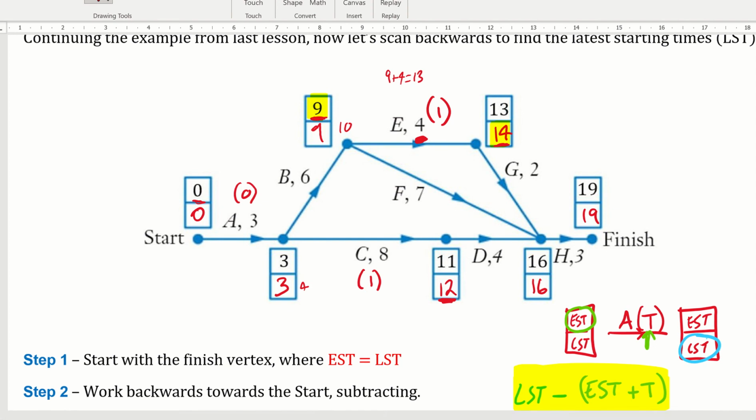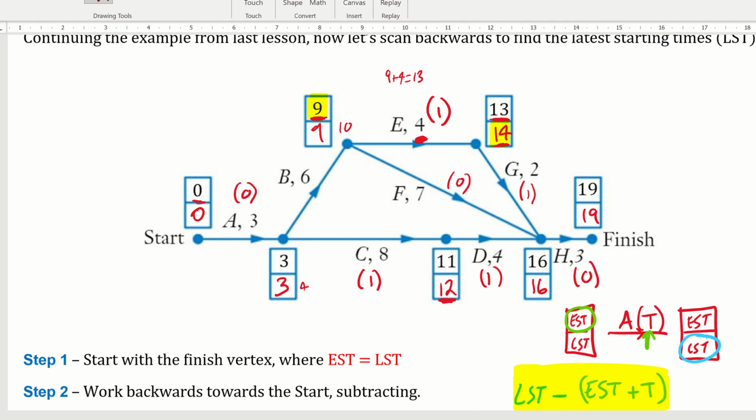I'll talk through the rest though if you want me to. 11 minutes is the earliest time to start activity D. Plus 4 gives me 15. The next one doesn't have to be started till 16, so that's also 1. Activity F. Earliest time is 9 minutes. Plus 7 gives me 16 minutes. But this one has to be started in 16 minutes, so that gives me a 0 float time. What's left? G, early start time is 13 minutes, takes 2 minutes to do, that's 15. The next one has to be started by 16 minutes, so that gives me 1. And activity H, 16 takes 3, needs to be done in 19, so it has a 0.